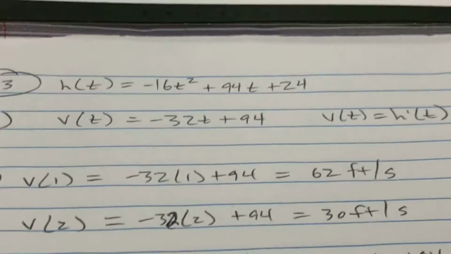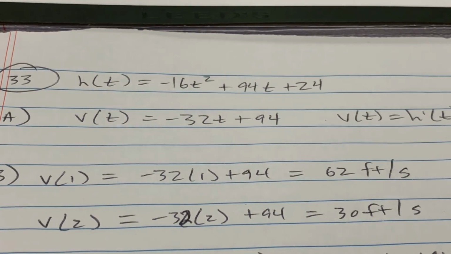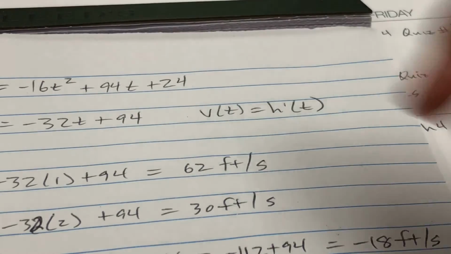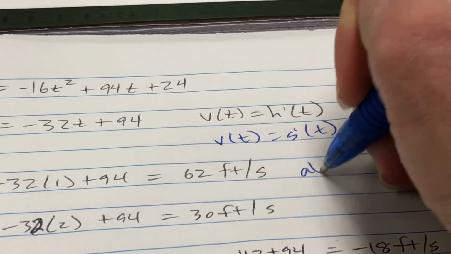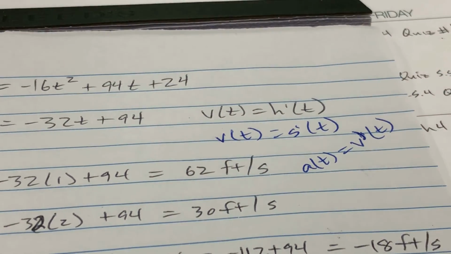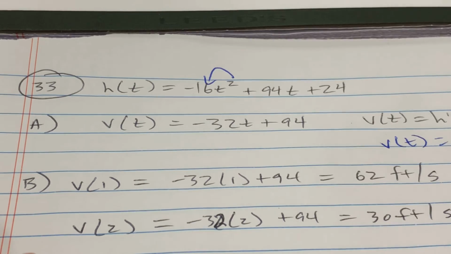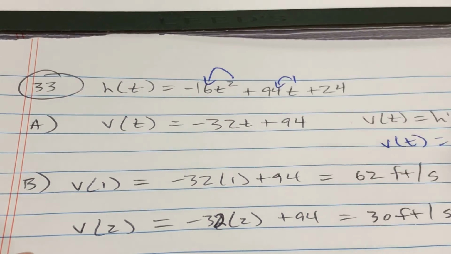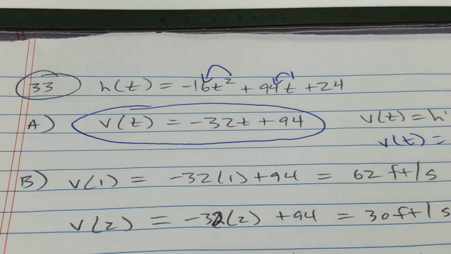You throw something in the air with initial velocity of 94, initial height of 24. Wants to know the instantaneous velocity at certain times. First off, the velocity function. Velocity is the derivative of position function. Sometimes you see it with an s. Okay, velocity is that derivative, and then acceleration is the derivative of velocity, the first derivative of velocity or the second derivative of position function. So velocity function, very easy. It's negative 32t plus 94. That is what we use to plug those various times.